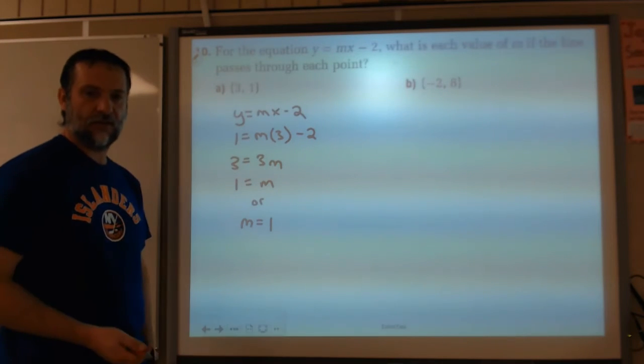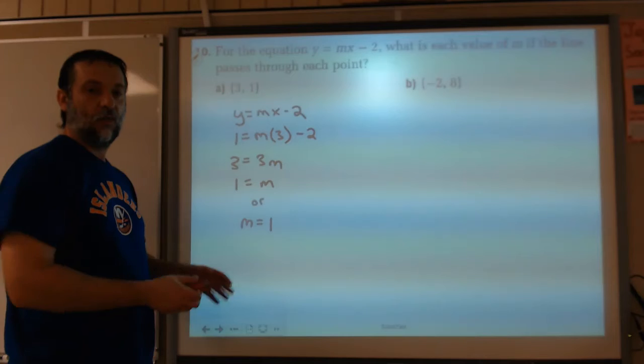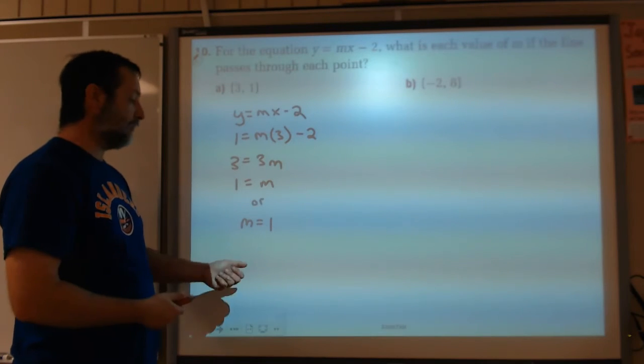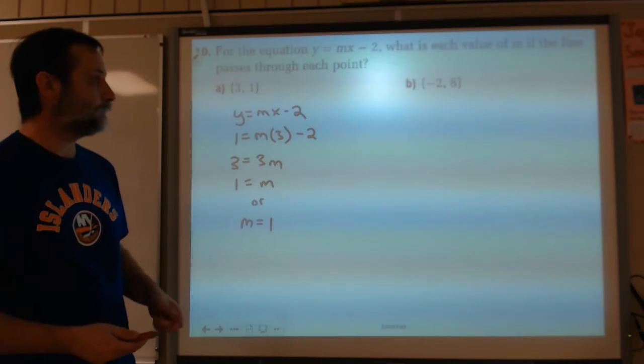We just found the slope. We had the line, the equation, and we had a point. We can use it backwards to solve for that missing variable.